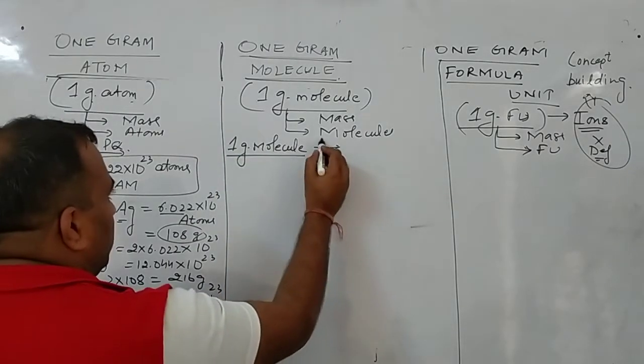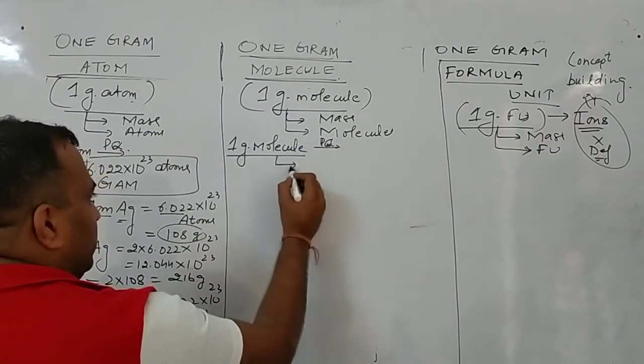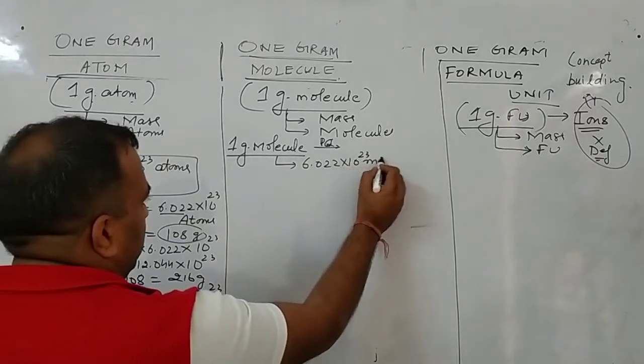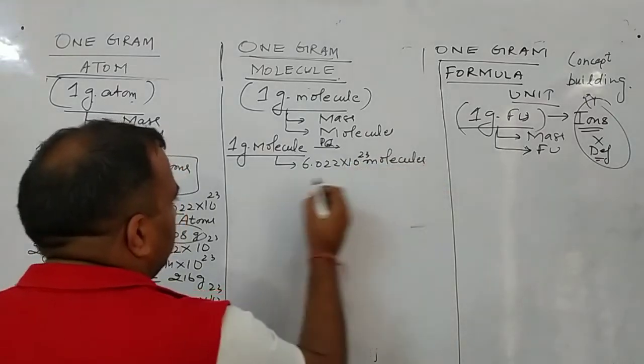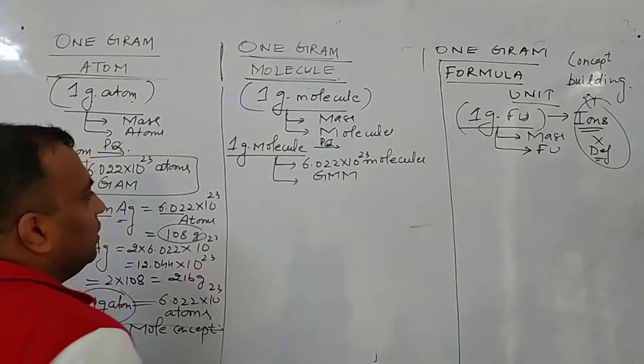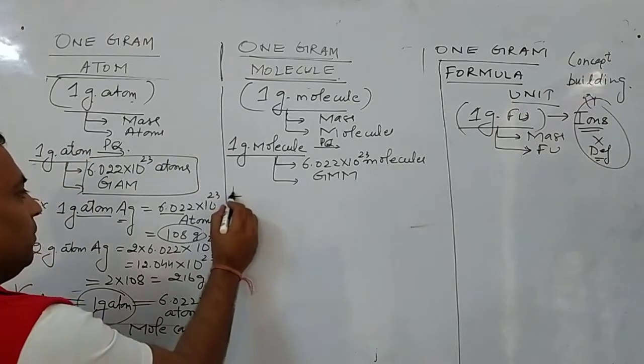Again, it is a physical quantity which contains 6.022 × 10^23 molecules and has a mass equal to the gram molecular mass. So just see the example.